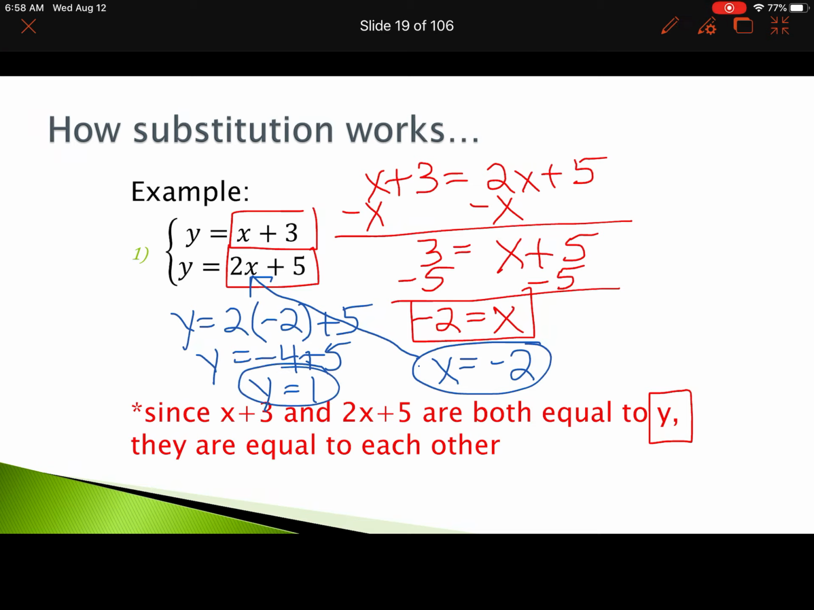To write that as an ordered pair, you'd always write the x first and then the y. So we have our x value, comma, y, and you can see written on the screen, we should write it as negative 2, comma 1. So this is if you have both equations equal to y. Pause the video if you need to.